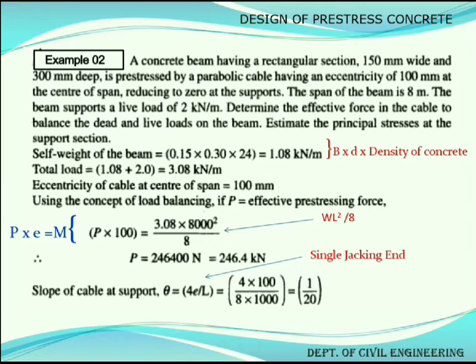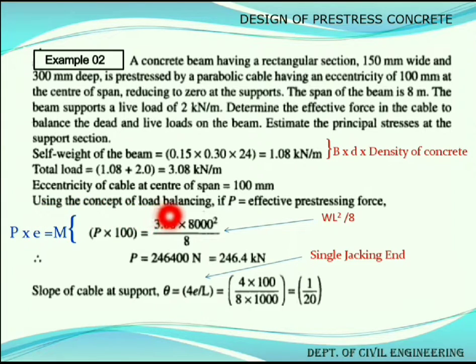The first calculation is the basic one, that is, self weight: B into D into the density of concrete. We get the self weight of the beam as 1.08 kilonewton per meter. Therefore the total load will be the summation of self weight plus the UDL given, which is 2 kilonewton. So we get a total load of 3.08 kilonewton per meter. Eccentricity is given as 100 mm.